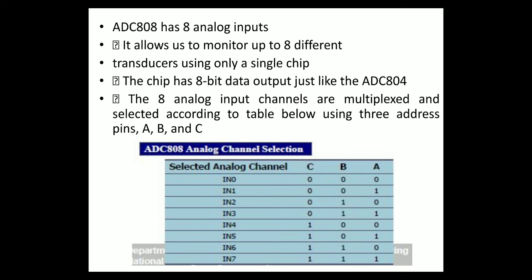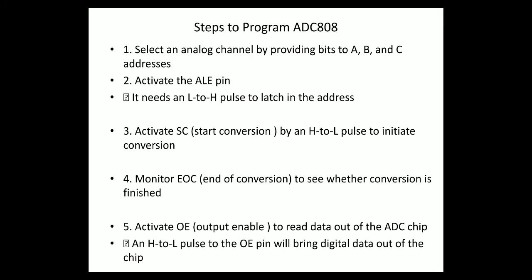Now let us go to the steps for programming. How do we write a program for this? These are very important points as far as the programs are considered. If you follow these things, writing a program will not be so difficult for us. First thing, select an analog channel by providing bits to the A, B, C addresses. We have to select which particular sensor line or transducer line I am referring to. That is to be done.